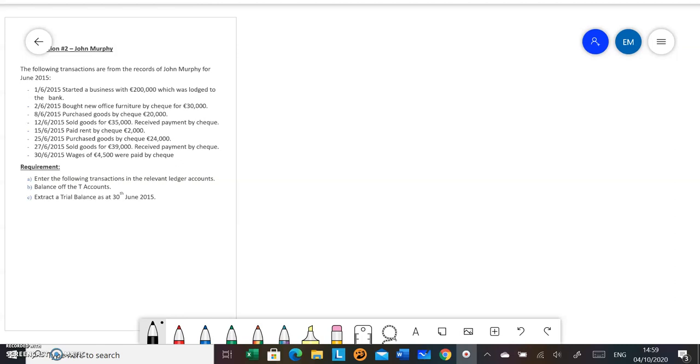Okay, so starting off, we are told that the following transactions are from the records of John Murphy for June 2015. The first one is the 1st of June. John started a business with €200,000, which was lodged into the bank account. So generally, whenever a person is starting a business, they'll invest money into that business. So the money element of that is going to give rise to an asset. So we're going to set up a T account for the bank, and that money that they invest into the business is referred to as capital or equity.